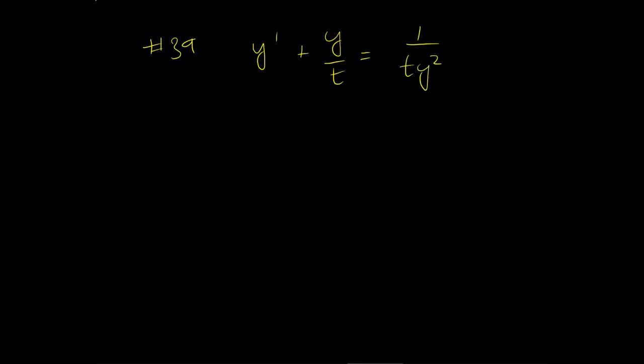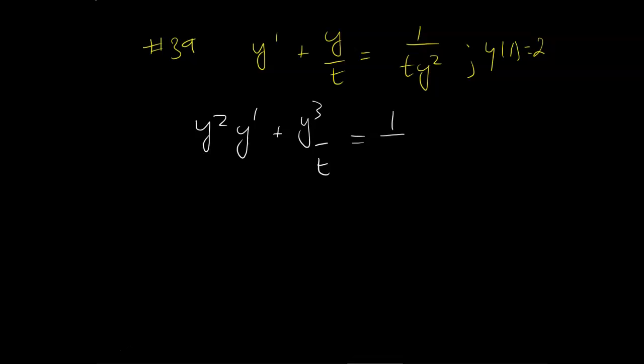It does give us an initial condition as well. We'll throw that in there for good measure. So to solve this one, I always like to first multiply by the y squared. So this turns into y squared y prime plus y cubed divided by t is equal to 1 divided by t. The reason I do that is it tells me whatever y's are going on in this term here is my v.